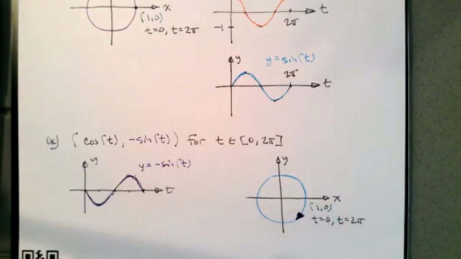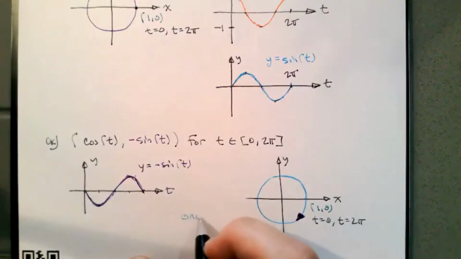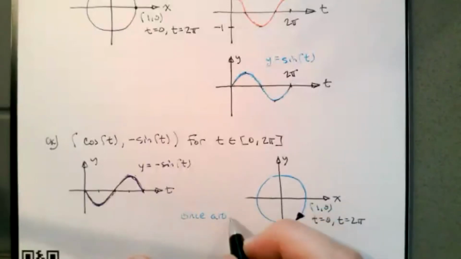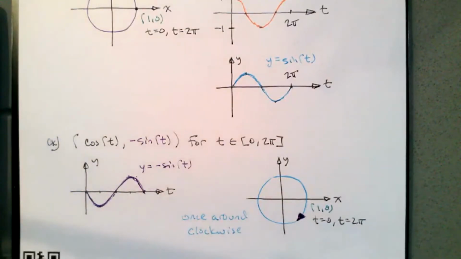So now we still have a circle, still have a radius of 1, still centered at the origin, still starting at (1, 0), but now going once around counterclockwise. Sorry, clockwise. Still a circle, still radius 1, still centered at the origin, still starting at (1, 0), but now we're going once around clockwise.